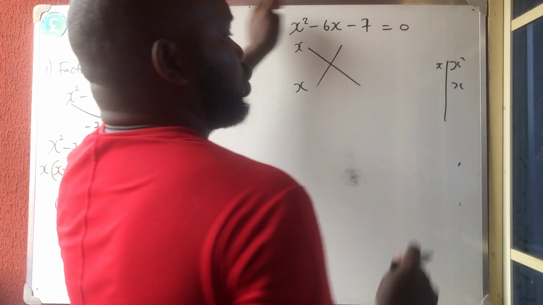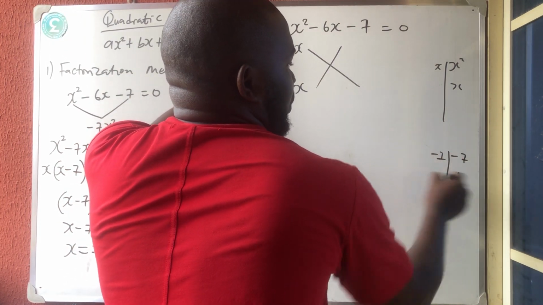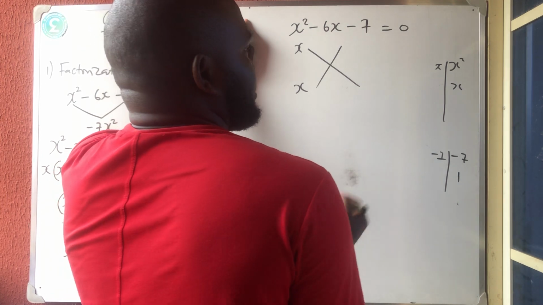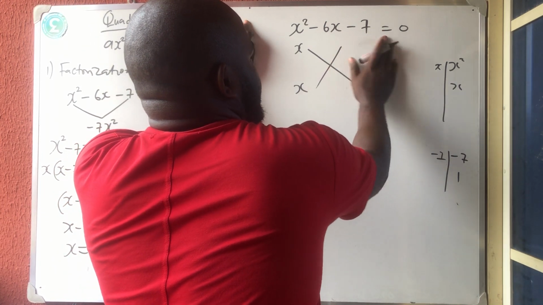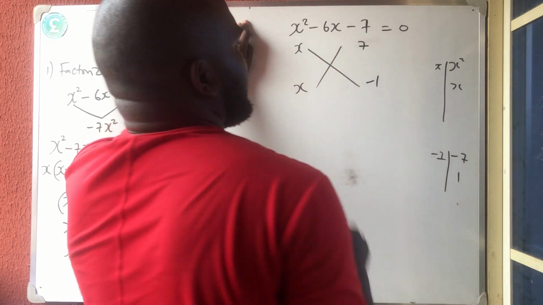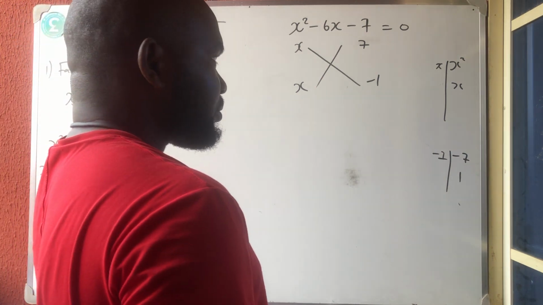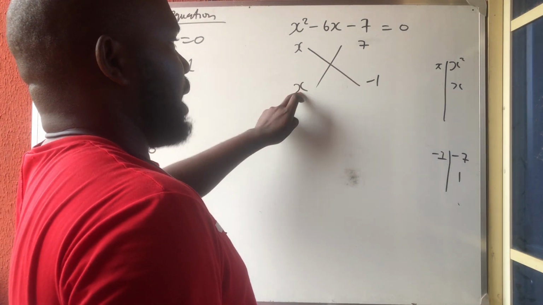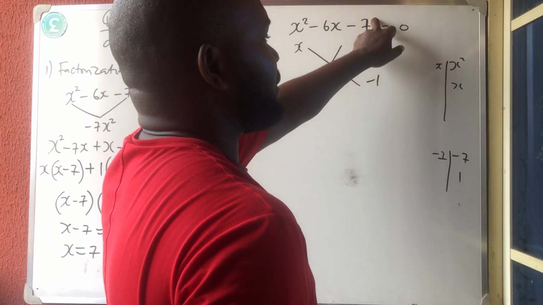Now share this one into 2. Minus 7 is only minus 7 and 1, or 1 and minus 7. So let me say 7 and minus 1. And anything you are doing, check if you are getting what is here. x times x gives me this one. 7 times minus 1, minus 7, gives me this one.